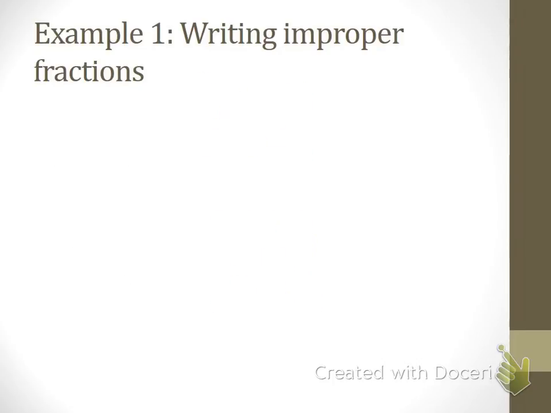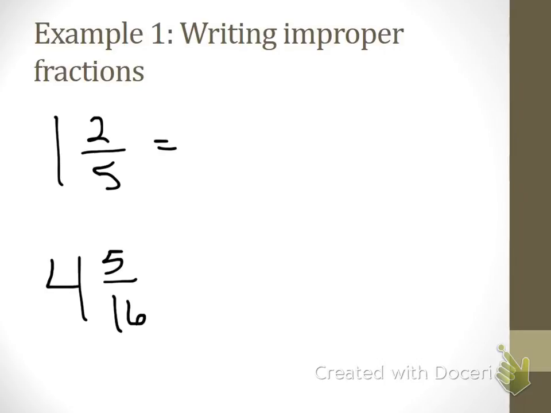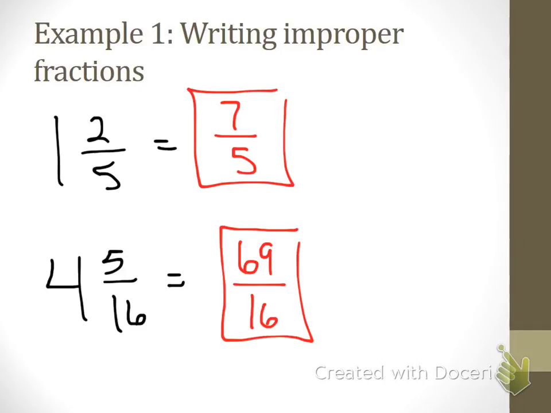All right, now I want you to do these. Convert these mixed numbers to improper fractions. So 1 and 2/5 becomes what? 7/5. What about 4 and 5/16? That one's not as easy, but I can use my calculator, and what do I get? 69 over 16. Who got them both? All right, maybe you just didn't finish. That's okay too.